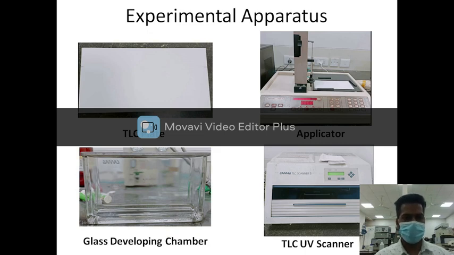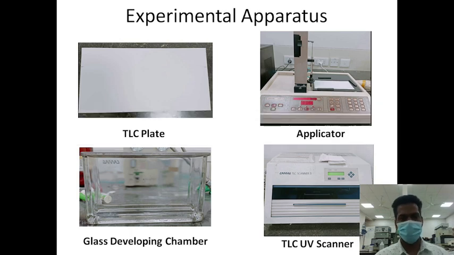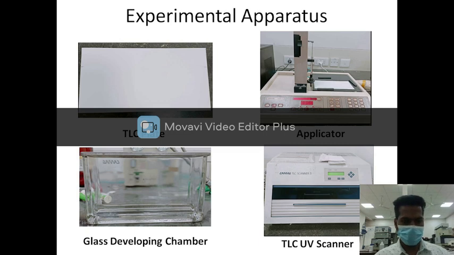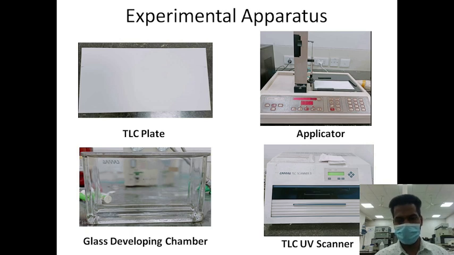Here are the experimental apparatus used for the HPTLC. The first one is the TLC plate, which is silica coated over an aluminum sheet. The second one is the applicator, which allows us to apply sample over the TLC plate. The third one is the glass developing chamber, where the mobile phase travels over a silica plate, and the last one is the TLC UV scanner, which is used to scan the various bands formed on the TLC plates.